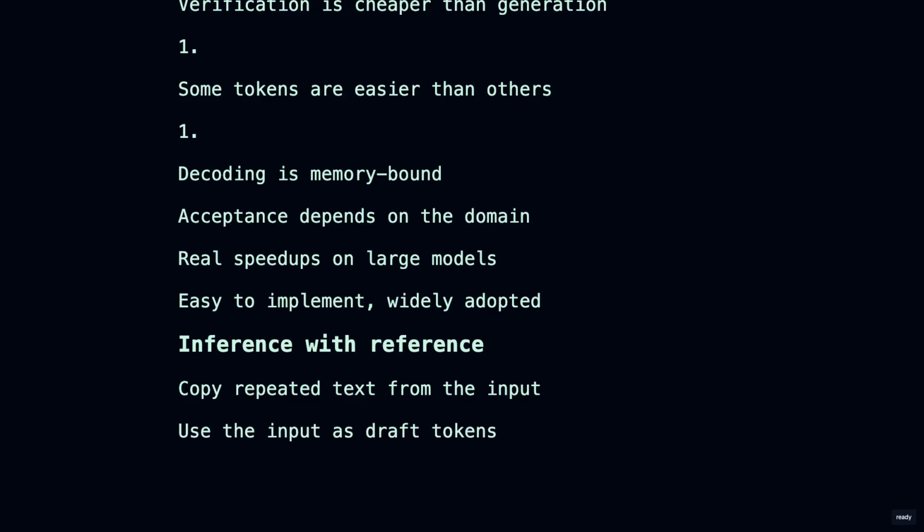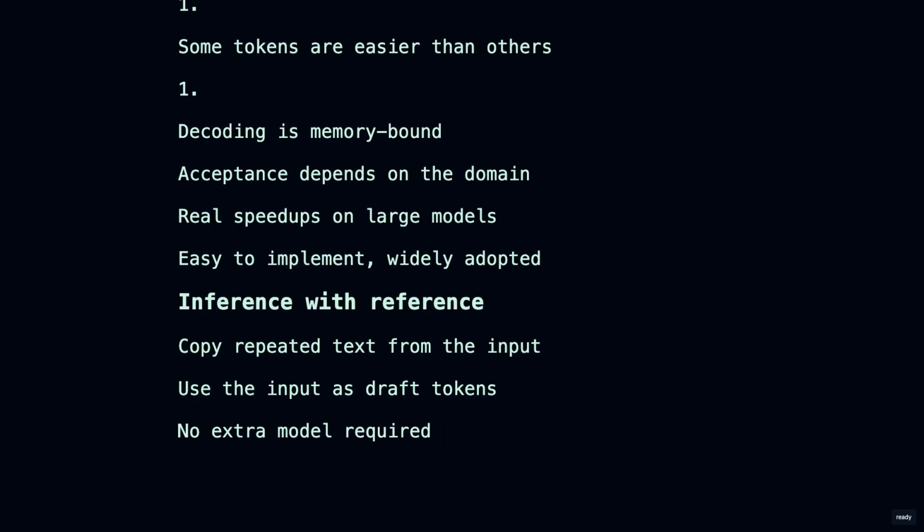This is similar in spirit to speculative decoding, but the draft tokens come from the context instead of a separate model. The hard part is finding the right span to reuse at each step. The advantage is that you do not need a second model. The trade-off is that it only helps when output and input overlap a lot, such as in retrieval, coding, or conversation.